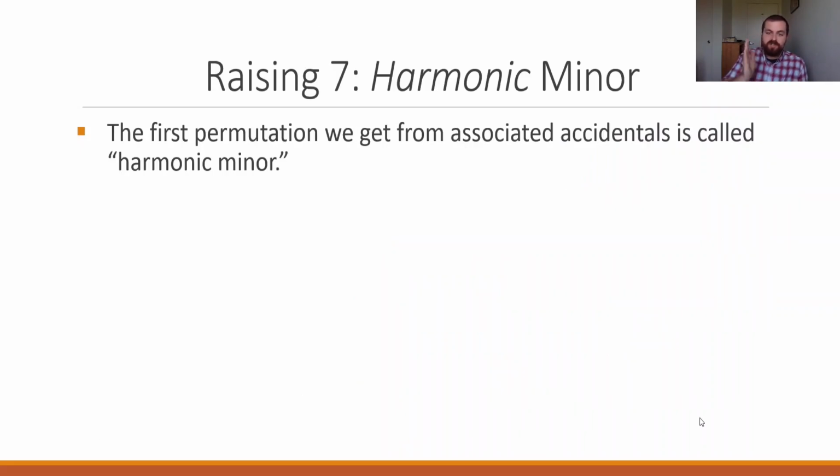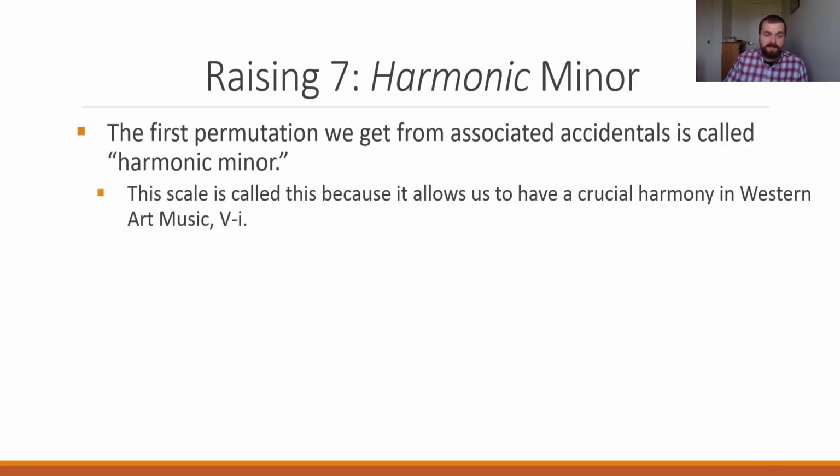If we raise just 7, we get a permutation that's called harmonic minor. The scale is called this because it allows us to have a crucial harmony in Western art music, 5-1, hence harmonic minor. We haven't talked about chords yet, and we won't for a little while. Just to give a very brief primer, having a major chord built on the 5th scale degree going to the 1 chord, whether it's major or minor, is a super crucial chord in the history of Western art music. Because of that, if we didn't raise up the 7th scale degree, your 5 chord would be minor. And for a variety of reasons, composers just didn't like that.